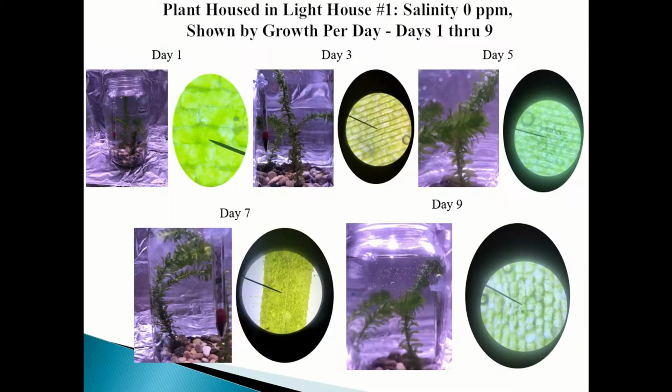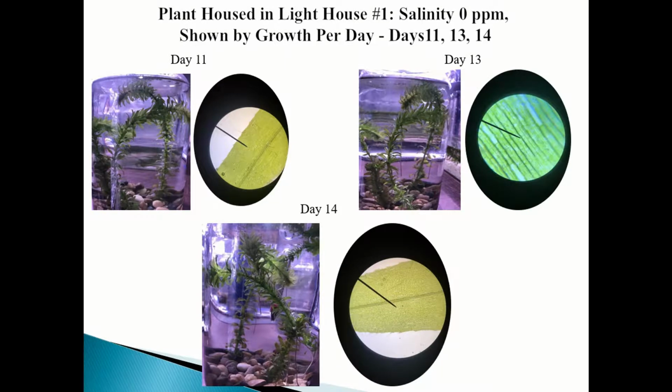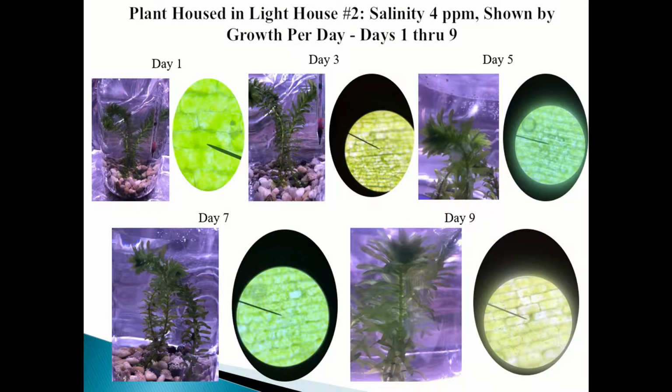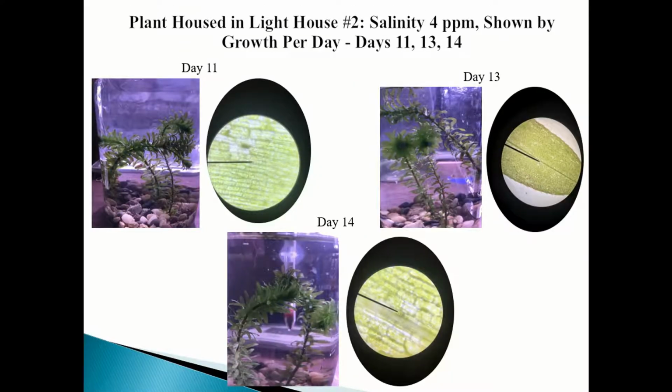Next slide. These are pictures of plants in Lighthouse 1, which has a measurement of 0 ppm of salinity, from days 1 through 9. Next slide. These are pictures of plants in Lighthouse 1 on days 11 through 14. Next slide. These are pictures of plants in Lighthouse 2, which has a measurement of 4 ppm of salinity, from days 1 through 9. Next slide. These are pictures of the plants in Lighthouse 2 from days 11 through 14. Next slide.